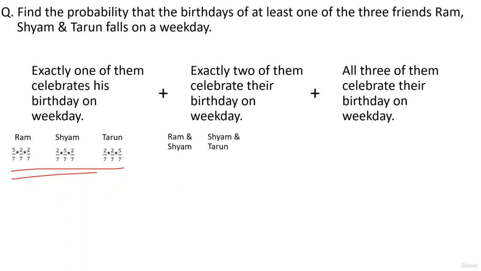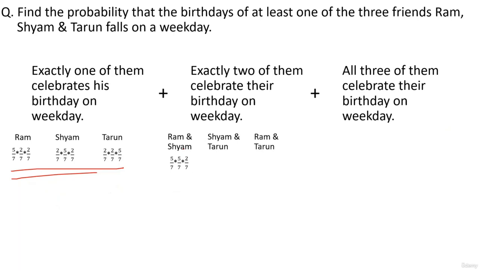Okay, next is exactly two of them celebrate their birthday on a weekday. Again, तीन केस बनेंगे. Ram and Sham celebrating their birthday on a weekday, Sham and Tarun celebrating their birthday on a weekday, and last, Ram and Tarun celebrating their birthday on a weekday, right? For Ram and Sham, when they celebrate their birthday on a weekday, Tarun का birthday weekend पे होगा. So Ram and Sham के लिए probability होगी 5/7, 5/7. Tarun के लिए होगी 2/7.